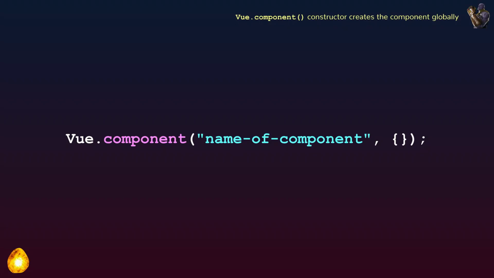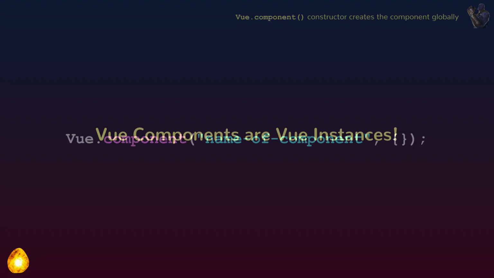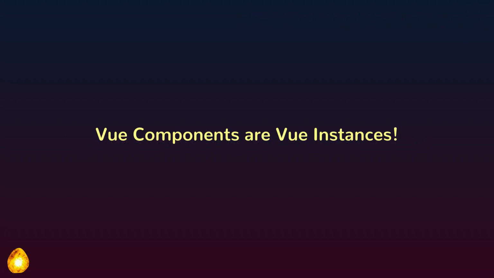The simplest way to define a Vue component is to use the Vue.component constructor. This registers the component globally. The first argument is the name of the component, and the second argument is the options that make the component. What are the options that make up the components? Pretty much everything we've talked about before. This is because Vue components are Vue instances. We can have methods, data, computed properties, lifecycle hooks, and so on and so on.